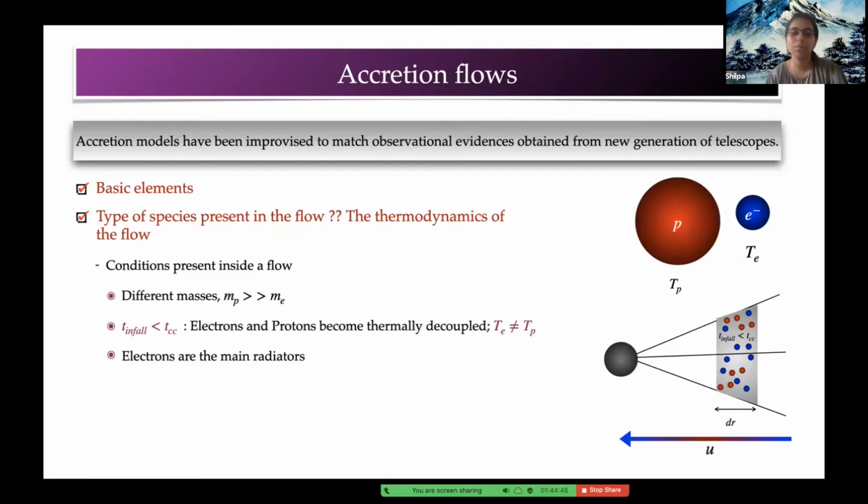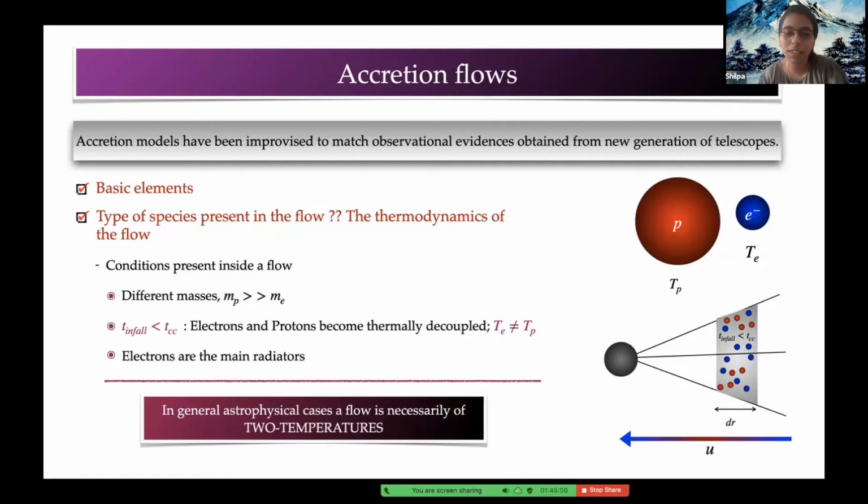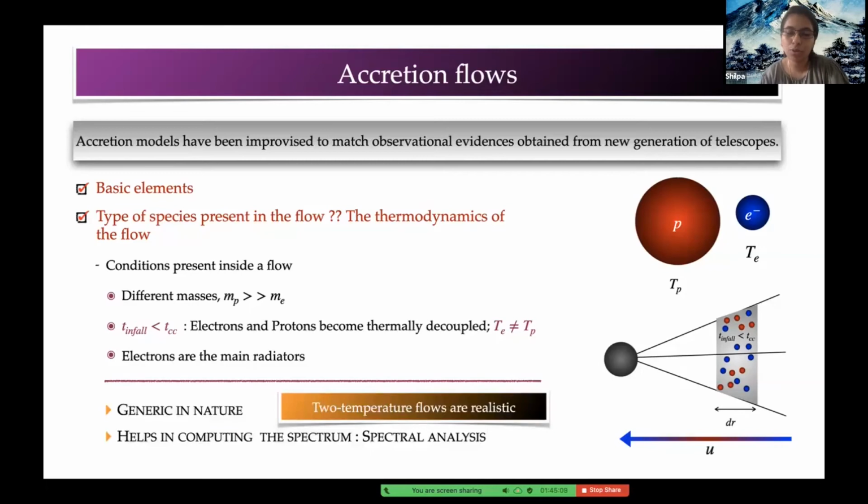All the emission mechanisms generally act on electrons more, so their temperature is bound to be different from the protons. So in general astrophysical cases, a flow is necessarily of two different temperatures, one temperature defining protons and one defining electrons. These two temperature flows are more realistic in nature as well as generic in nature. And since we have information about the electron temperature, it helps in computing the spectrum. So we did the spectral analysis around compact objects using these two temperature flows.